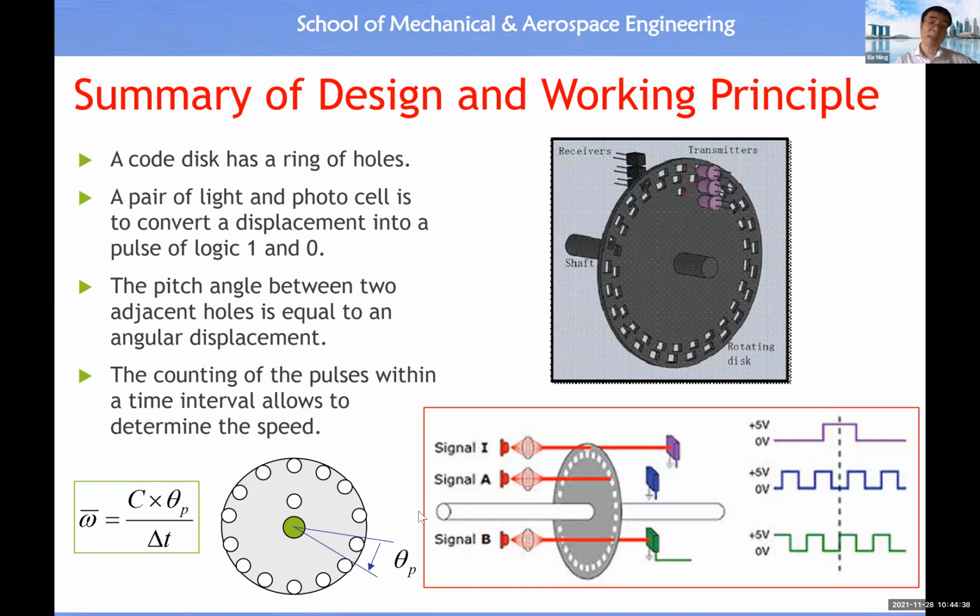All right, so assume we have a microcontroller to count the number of pulses, because each pulse indicates a rotated angle of theta p. If the count number is equal to c, then c times theta p is the total rotated displacement, or angular displacement. And if this angular displacement is divided by the duration in which it occurs, then the result is the average angular velocity. All right, so this is the way for us to determine the reading from this type of sensor.